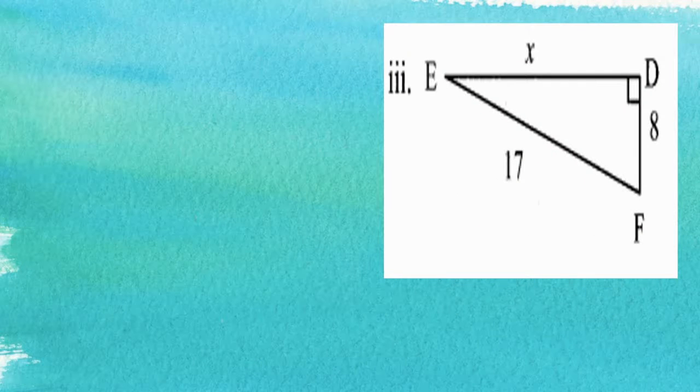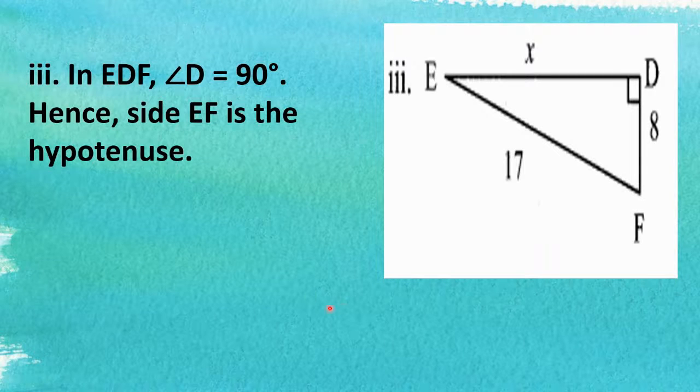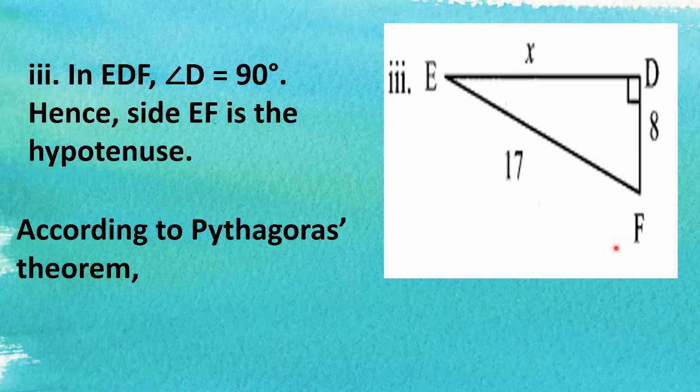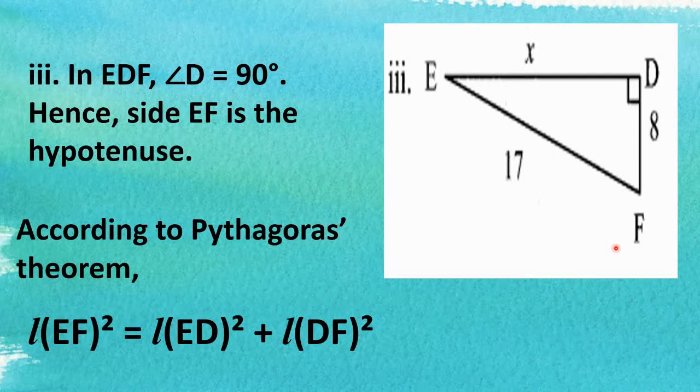Question number 3 is, in triangle EDF, angle D is equal to 90 degree. Hence, side EF is the hypotenuse. According to the Pythagoras theorem, length of EF square is equal to length of ED square plus length of DF square. So here we have to find out ED, means here value of x.